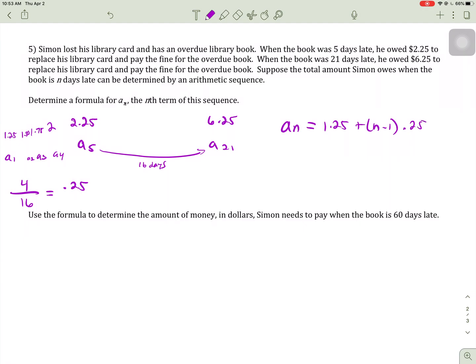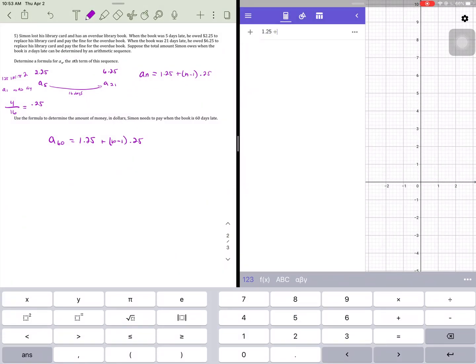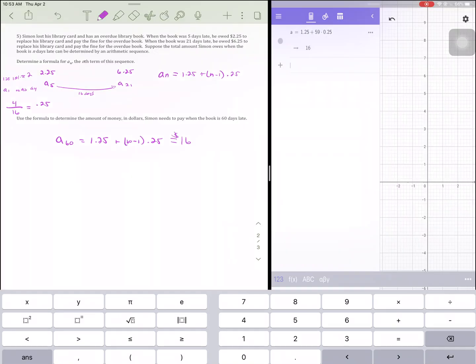And then the last part, determine how much he needs to pay if the book was 60 days late. So a sub 60 will equal $1.25 plus n minus 1 times 0.25, and instead of n, 60. So we're going to add 25 cents 59 times. So I'm just going to do this real quick in the calculator. $1.25 plus 60 minus 1, 59 times 0.25, and we get $16. He would owe $16.